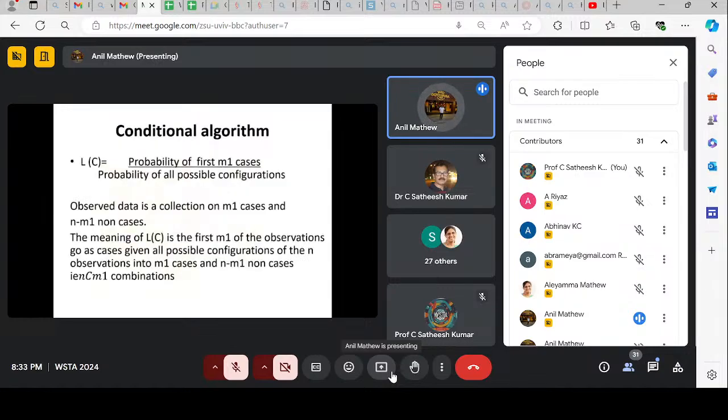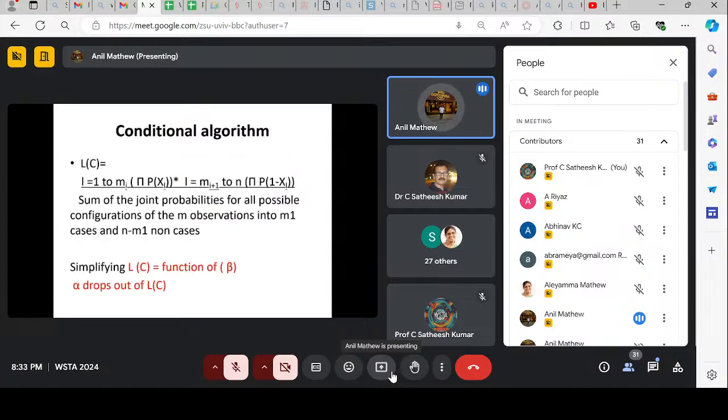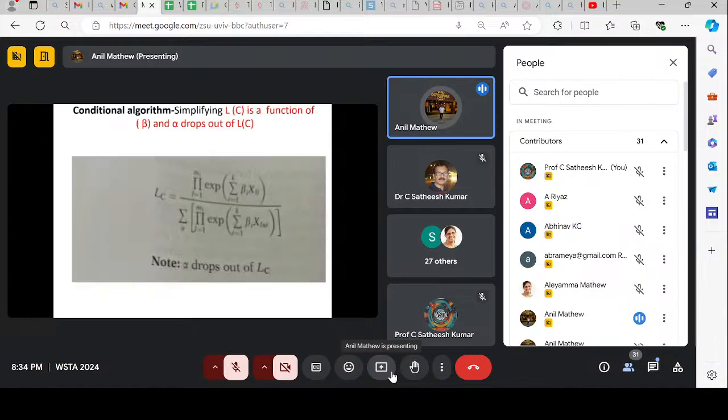But the interesting part is when you go for the conditional algorithm. What the conditional algorithm says is the probability of the first M1 being cases divided by the probability of all possible configurations. That means the observed data is collected on M1 cases and N minus M1 non-cases. You have to consider the probability of all possible configurations. The first configuration can be the first M1 as cases and the remaining N minus M1 as non-cases. The second configuration starts with the second in the list and goes up to M1. Like that, there are a total of N choose M1 combinations. So at the end, the interesting part you are going to get in the conditional algorithm is that if you look at this formula, alpha is not available.